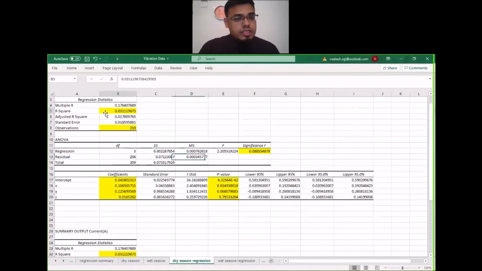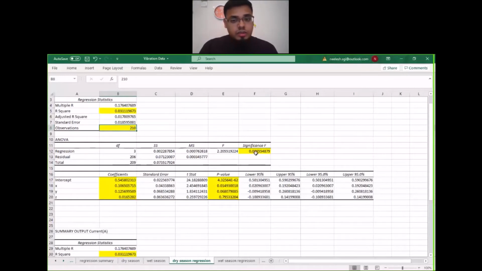R square is one of the important factors; it is the variance of our variables. If the reading was 0.03, it means there is just 3% variance in our variables. So it is not that effective, but it still needs to be taken into consideration. After that we can take a look at our observations. We got 210 data for the dry season.